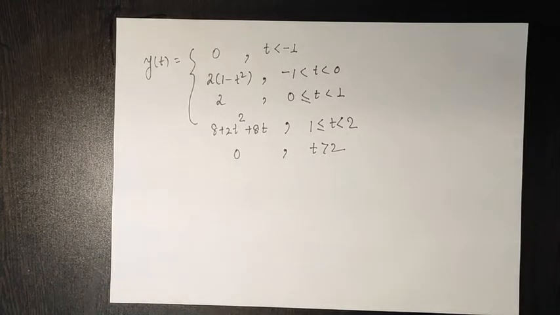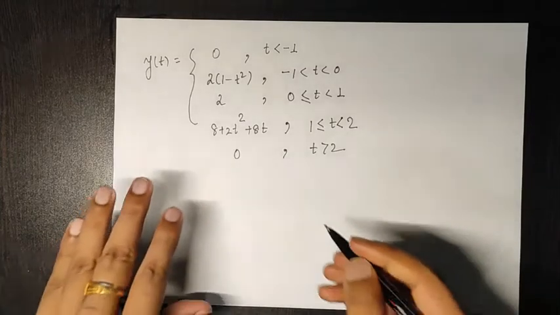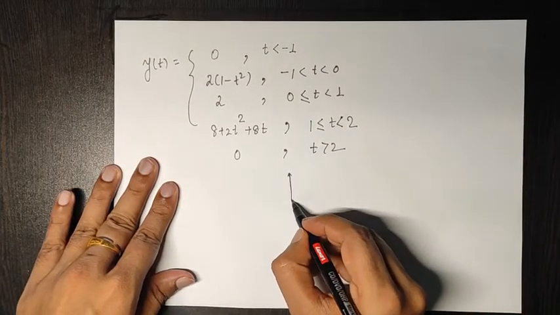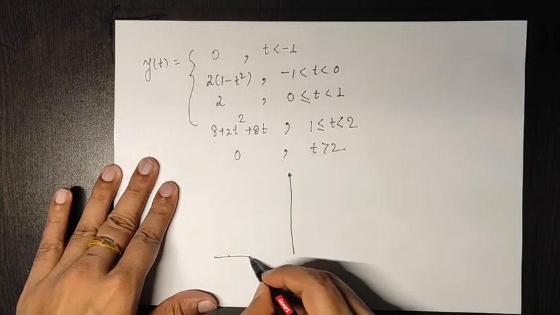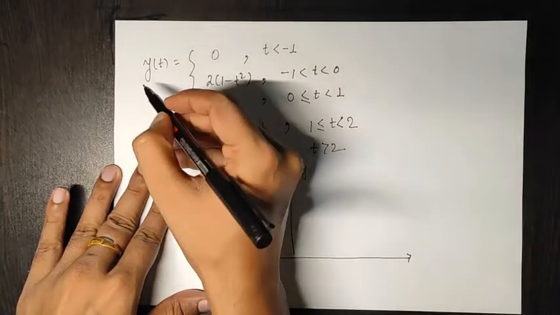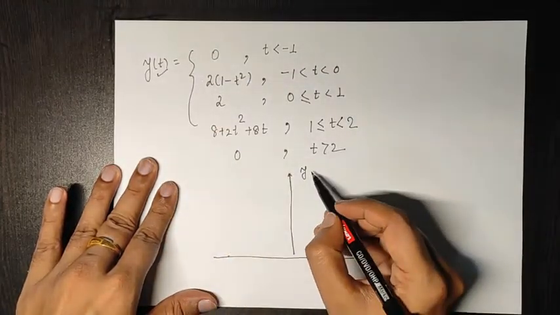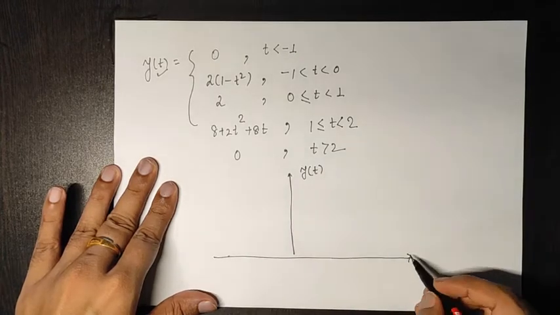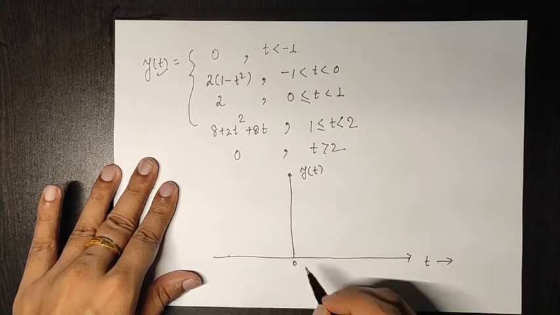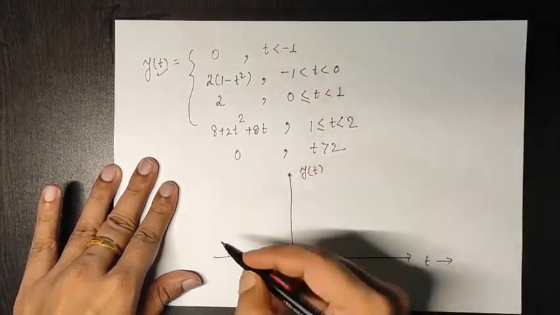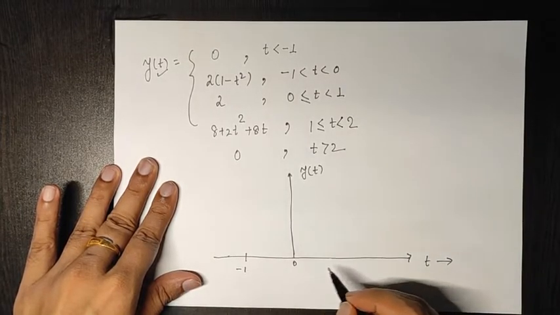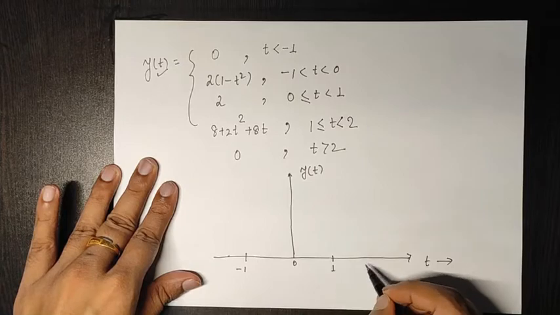Now that we have found y of t, let's plot the same. Let's plot the rough curve of y of t. We already know the intervals. Now we are plotting y of t, not y of tau. This is y of t. So its value is 0. What are the intervals? Minus 1 to 0, and then 1 to 2.